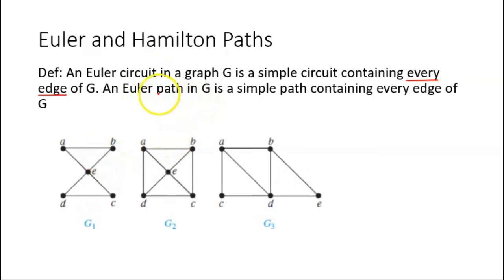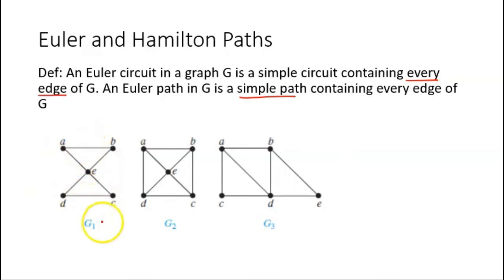And what is an Euler path? An Euler path in a graph G is a simple path containing every edge of G. I hope you understand the meaning of simple path. When I say a simple path, it means no edge is repeated more than once, right? And when I say simple circuit, it means no edge is repeated more than once, right? So let us look at the examples here.